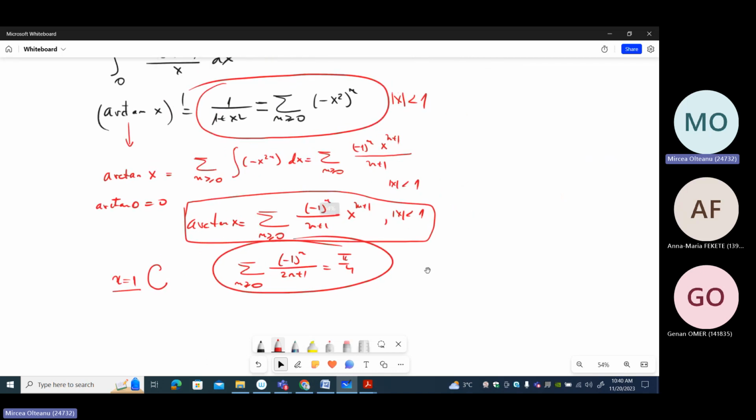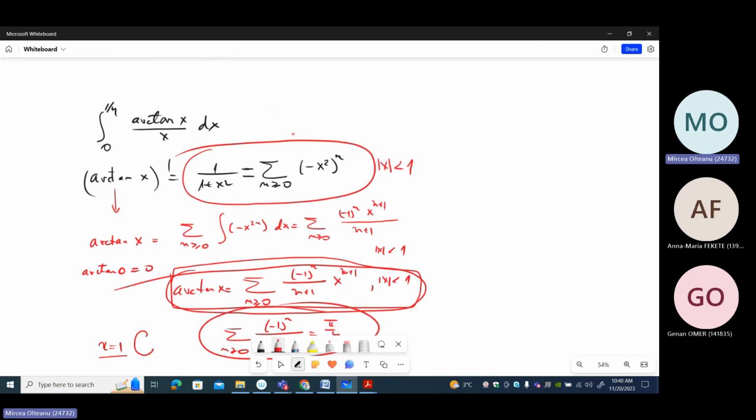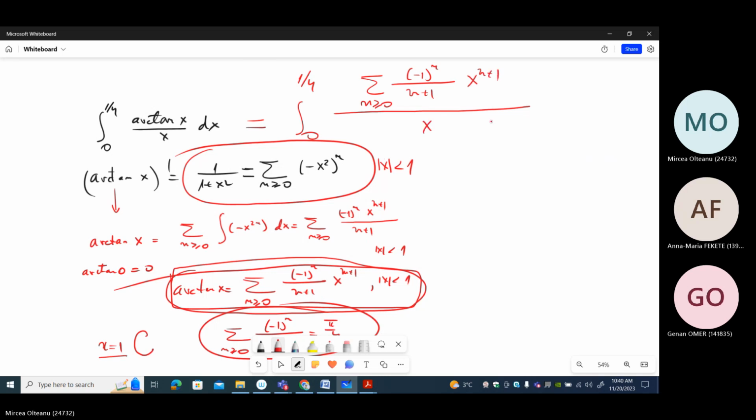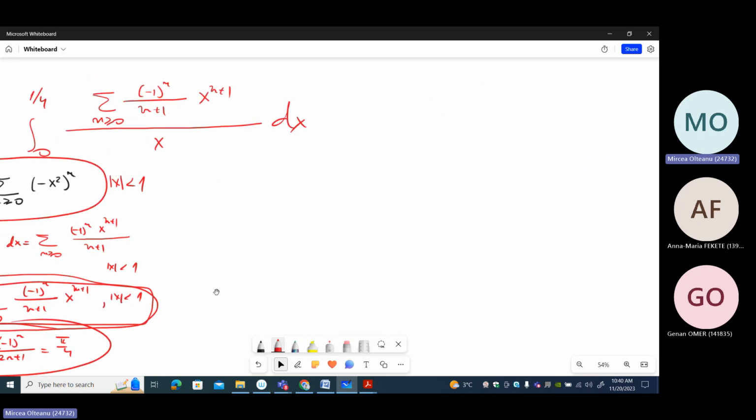So now we have the power series of the arctangent. We shall use it to compute the integral. So it will be the integral from 0 to 1 over 4 of, instead of arctangent, we write the corresponding power series. Okay, and now here we must simplify.